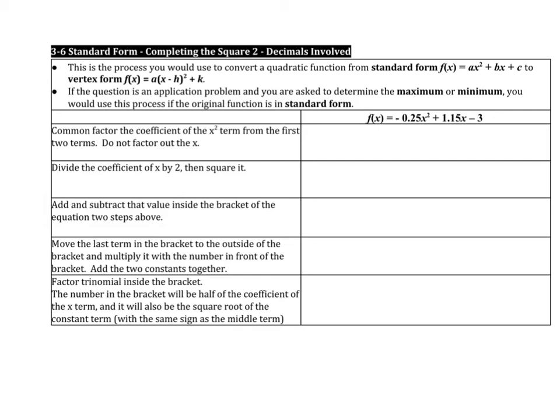So sometimes you will get questions where you have to complete the square to find the vertex, and there will be decimals involved. The steps are all the same, but sometimes the math gets a little bit trickier, so I'm going to go over an example.